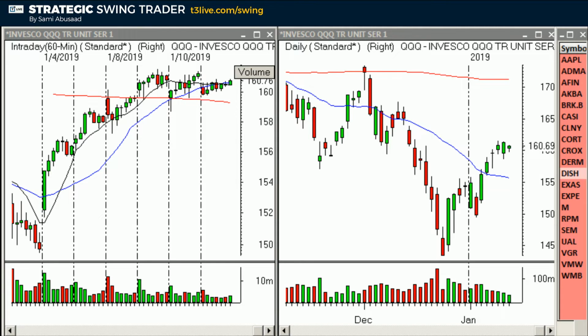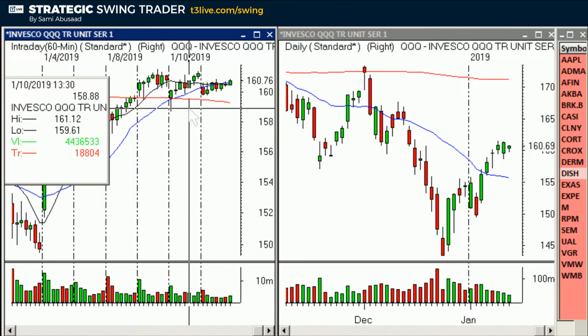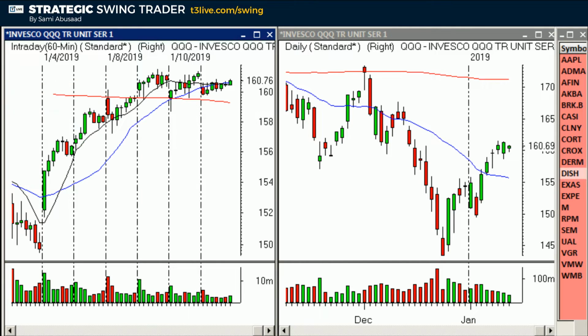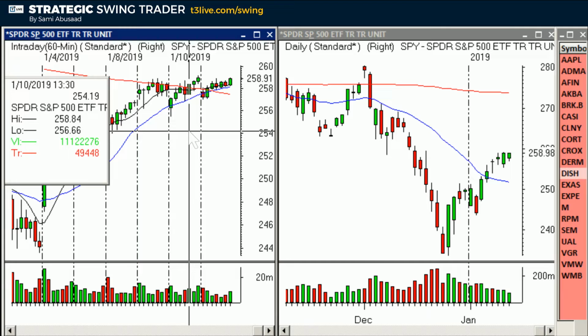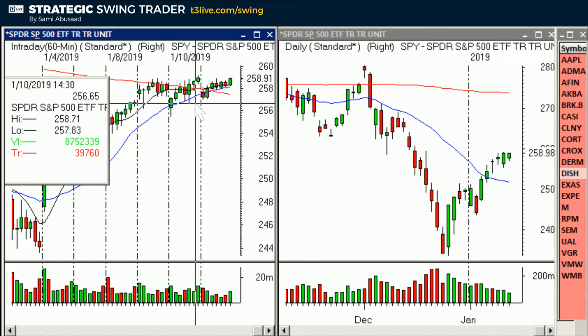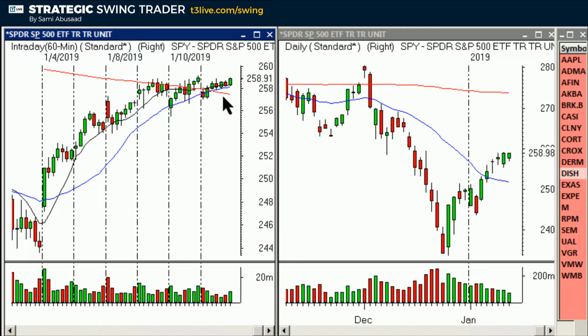Now again, we do have a line in the sand, and I believe it is 159.60 on the Qs. The SPY, we don't really have a line in the sand, but the Qs usually leads the SPY. The SPY level would be 256.66. Even if we break down, look where the SPY is, above the moving average on the daily chart. We're not going to crash. I am almost sure we're not going to crash.